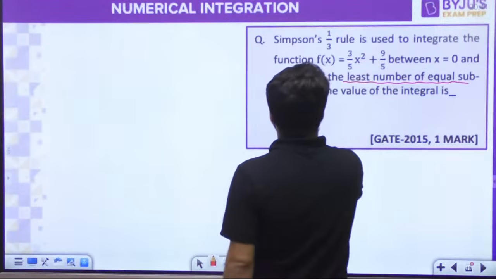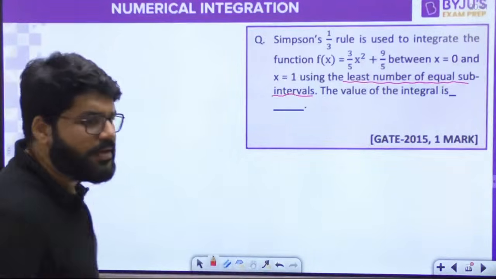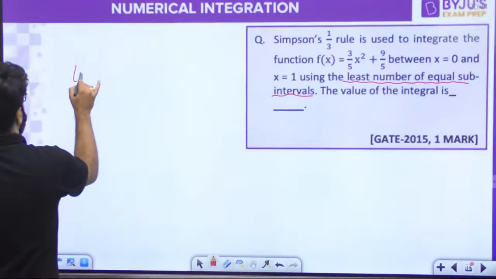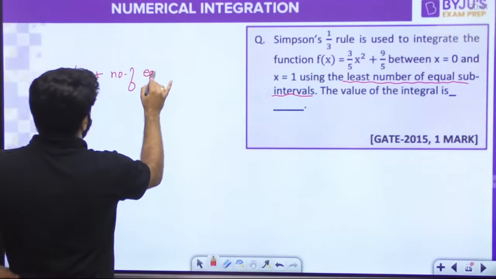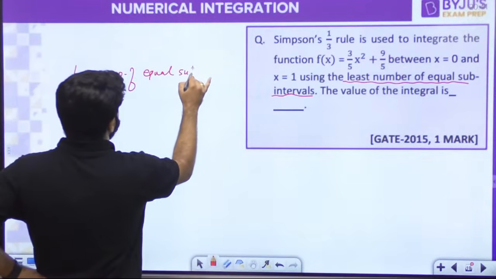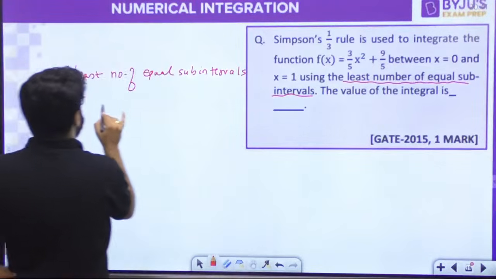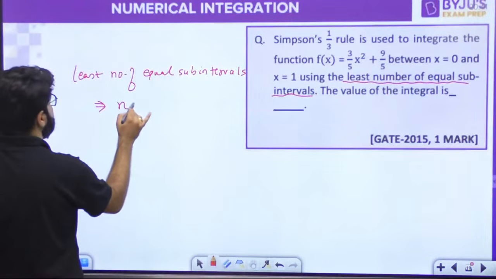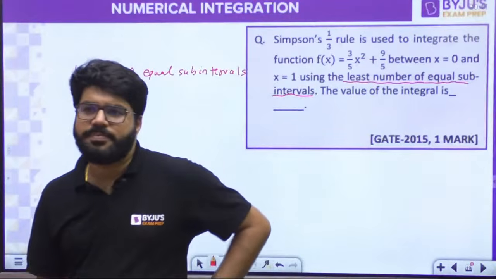Least number of equal subintervals. What is the meaning of this? How many subintervals? Can you please comment? Subintervals are always chosen as equal only, but what is the meaning of least number of equal subintervals? What should be n? Can you say this by comment?